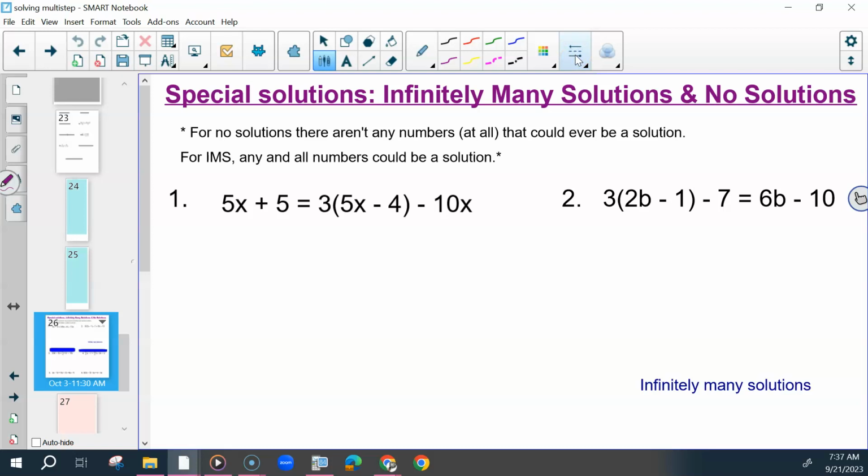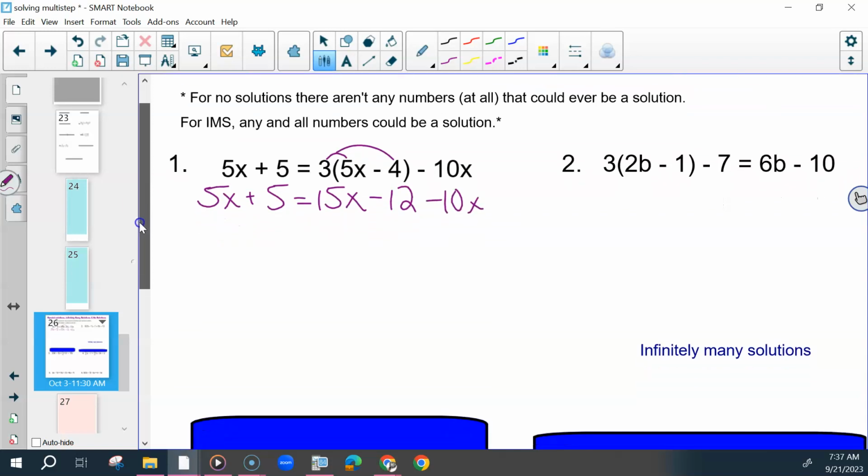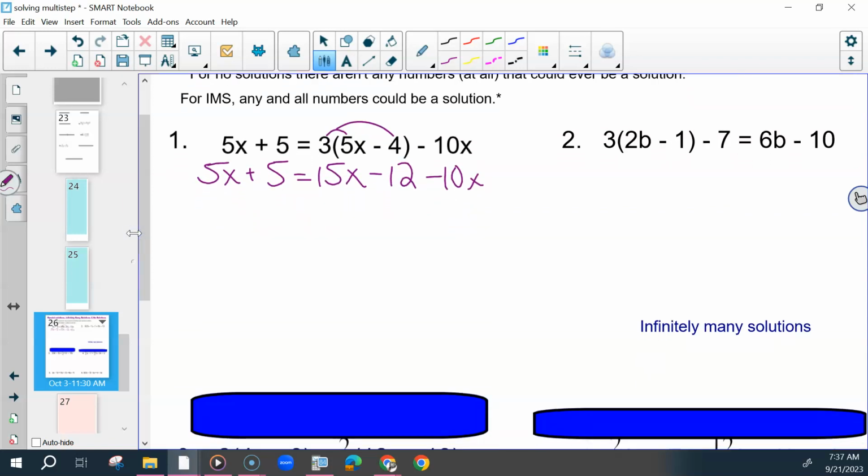Alright, so number one, what's our first step? Distribute. We have 5x plus 5 equals 15x minus 12 minus 10x. What's our next step? Combine like terms, but just on one side, so the 15x and the negative 10x.